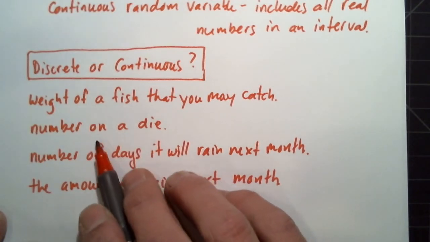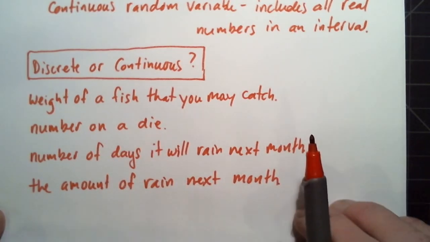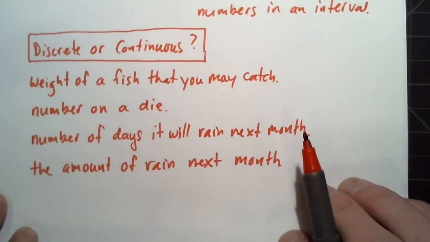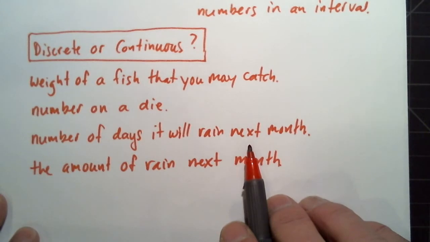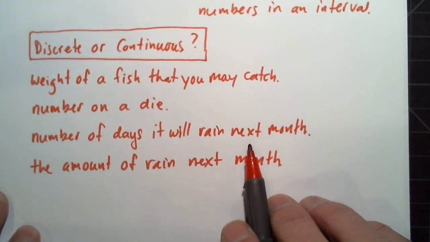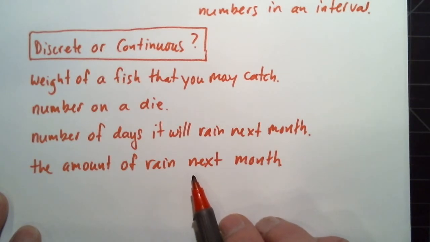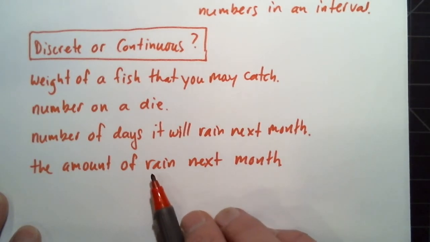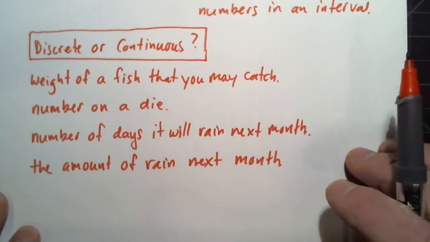When you roll a die, the number that shows on a die, that would be discrete because you have 1 through 6 or however many faces there are on a die. The number of days that it will rain next month, so we would just count the number of days as whole numbers, and so that would be discrete. But the amount of rain that comes down next month, you could have all kinds of fractions there. We'd say that'd be a continuous random variable.